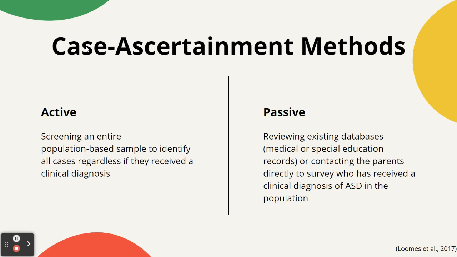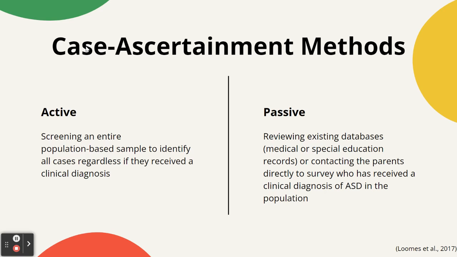The other way is passive case finding, which is reviewing existing databases, including medical or special education records, or contacting the parents directly to survey who has received a clinical diagnosis of ASD in the population. So passive is getting everybody who's already got a diagnosis of autism, and active is actively seeking out people who may not have received a clinical diagnosis but could have autism to include into the prevalence studies.